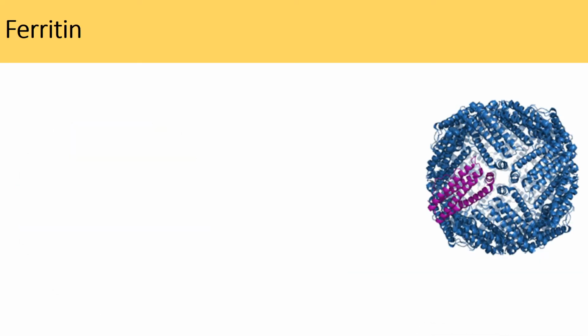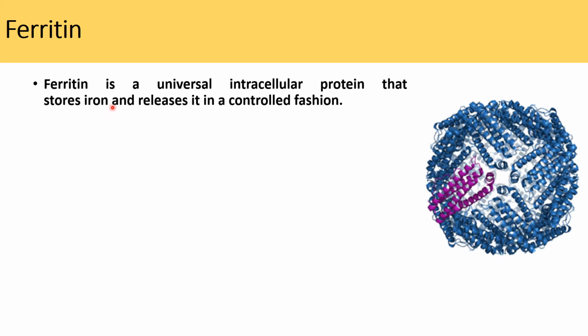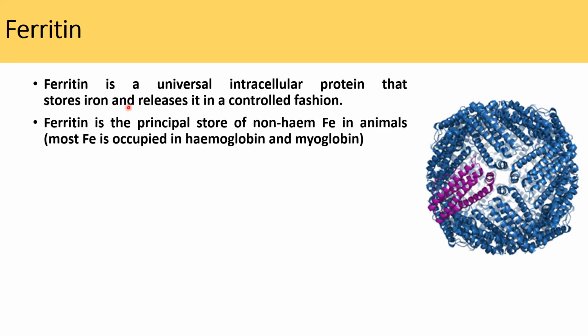Ferritin. Ferritin is a universal intracellular protein that stores iron and releases it in a controlled fashion. Ferritin is the principal store of non-heme iron in animals. Most iron is occupied in hemoglobin and myoglobin, that we know.